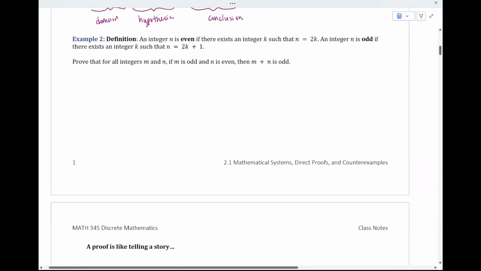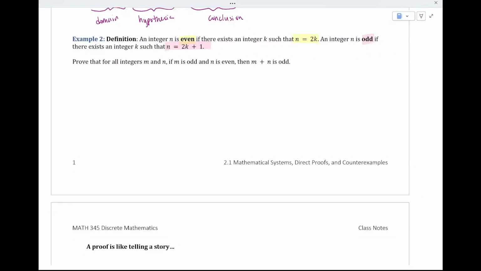All right, example 2. First, we have a definition. An integer n is even if there exists an integer k such that n is equal to 2k. So this is what it means to be even. If an integer is even, it can be written as 2k for some integer k. If an integer is odd, then there exists an integer k such that n is equal to 2k plus 1.